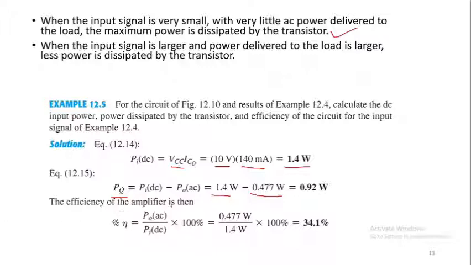And the efficiency of the amplifier is given by this equation, which is percentage efficiency equal to P_oAC over P_iDC into 100%. So that is equal to 0.477 watt over 1.4 watt into 100%. This will be equal to 34.1%. Of course, this is greater than the series fed class A amplifiers.